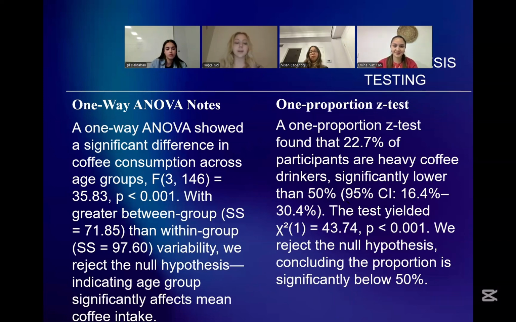The second test is the one proportion test. It checks if at least half of the participants are heavy coffee drinkers. But we found that only about 23% drink that much, which is much lower than expected.